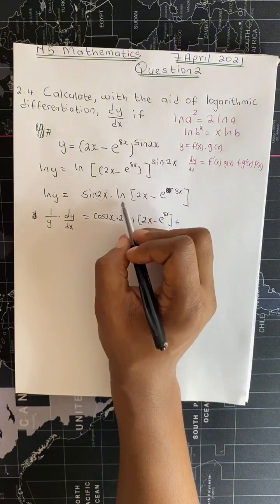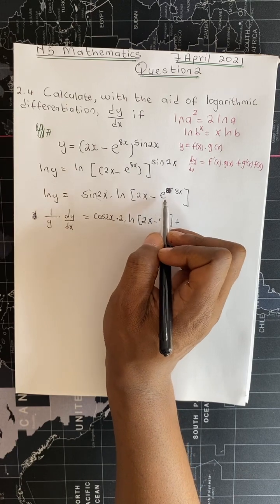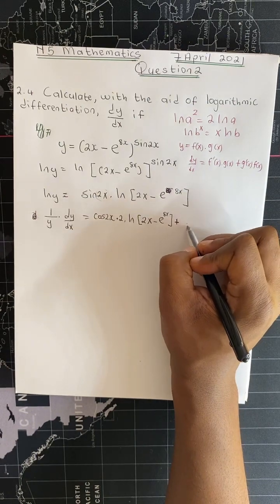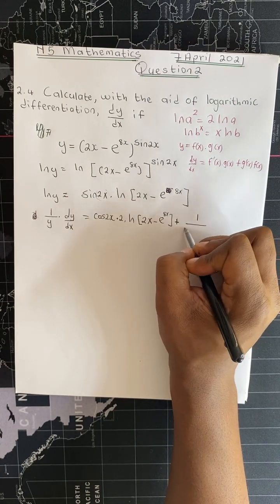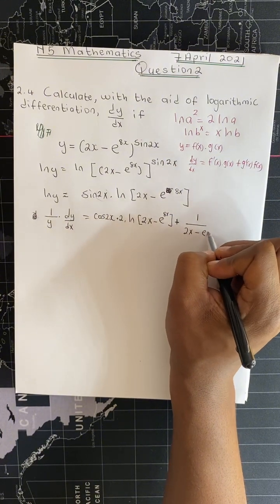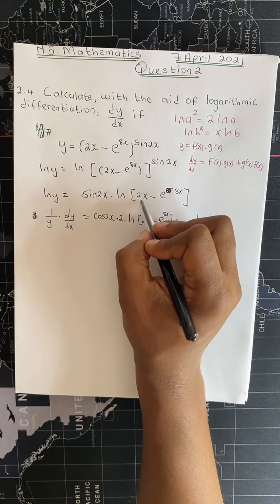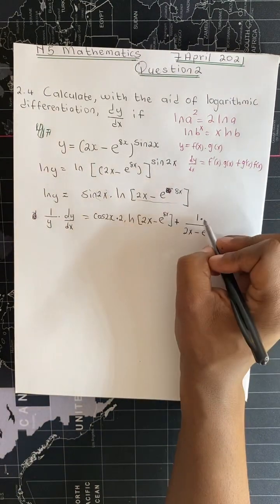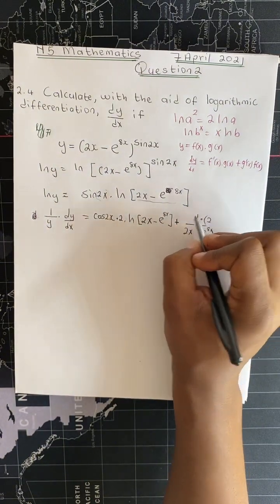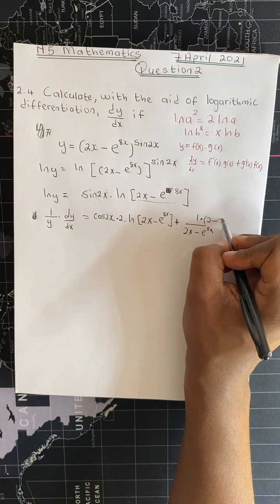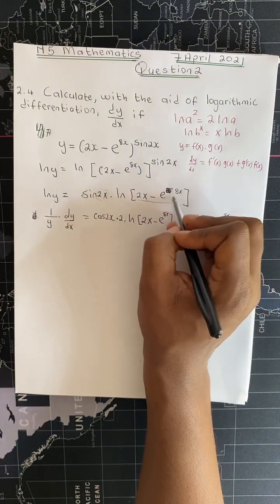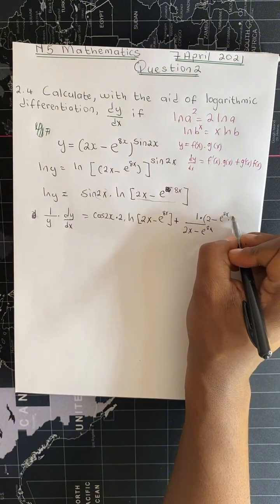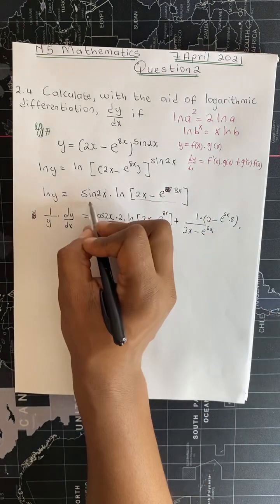From here, we differentiate the ln of 2x minus e to the power 8x. So the derivative of ln is equal to 1 over (2x minus e to the power 8x). So we also have to differentiate the inner function. The derivative of the 2x is 2. The derivative of e to the power 8x is e to the power 8x, and again, according to the chain rule, we also have to differentiate the inner function. So the derivative of the 8x is equal to 8. And we multiply this by the sine 2x.